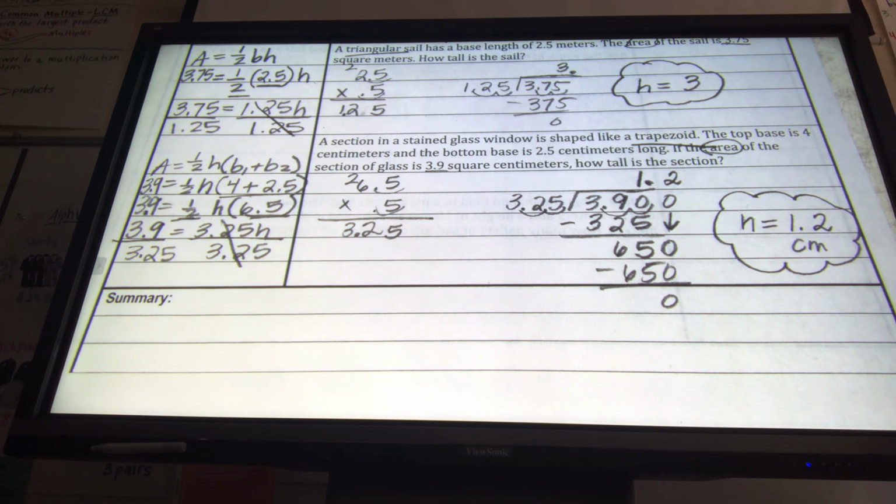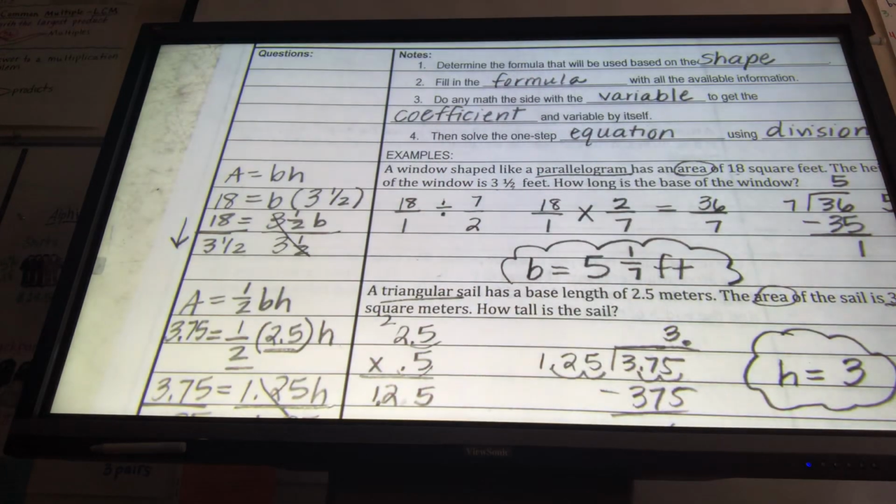Okay? All right, this is where we're going to stop. We're going to go ahead and write this in our math notebook. So we will work on this tomorrow and finish it up.